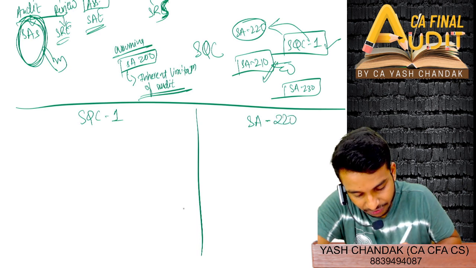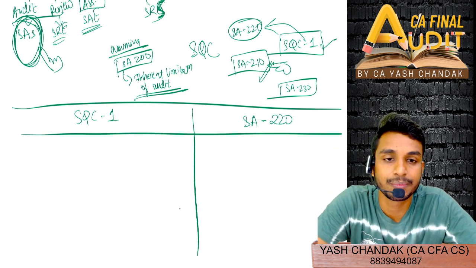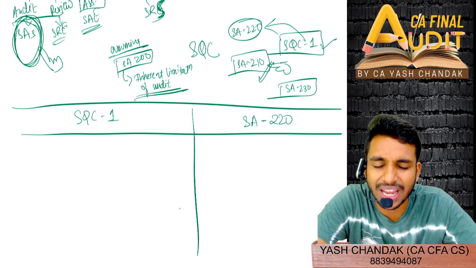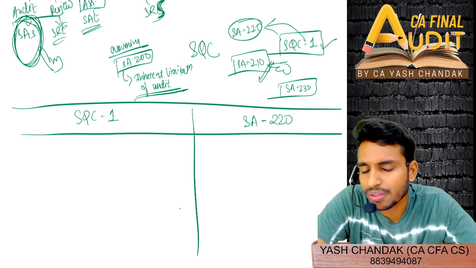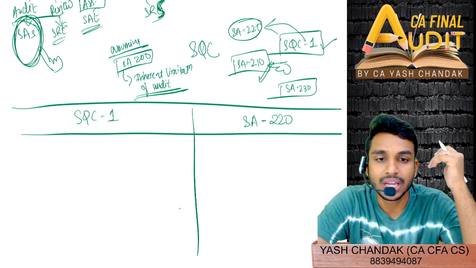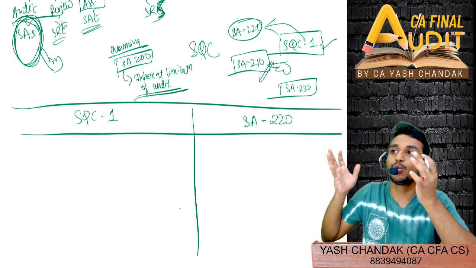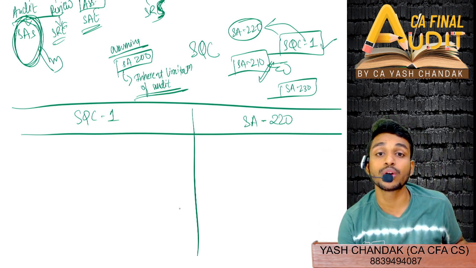Firstly, I'll tell you the difference between SQC 1 and SA 220. Why will there be a difference? Because later on you will be confused, sir, about where to quote SA 220 or where to quote SQC 1.